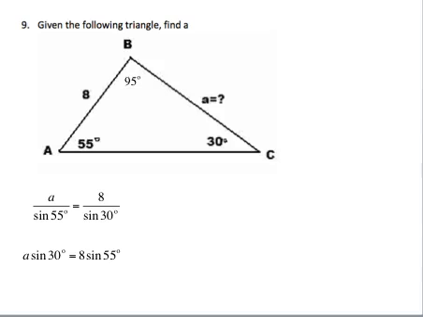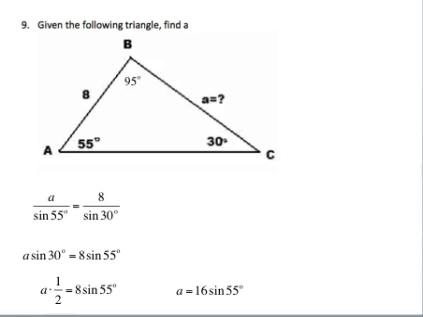But what is sine 30? Sine 30 is just a half. So we get A times a half is 8 times sine of 55 degrees. Multiply both sides by 2, and we're going to get A is 16 times sine 55 degrees. That is the exact answer for that question.